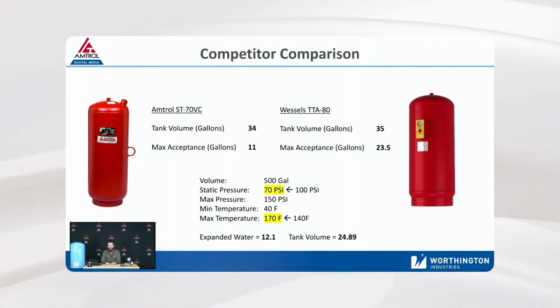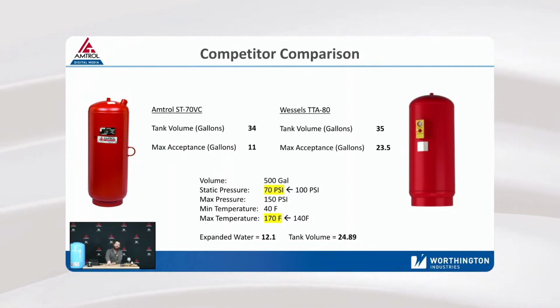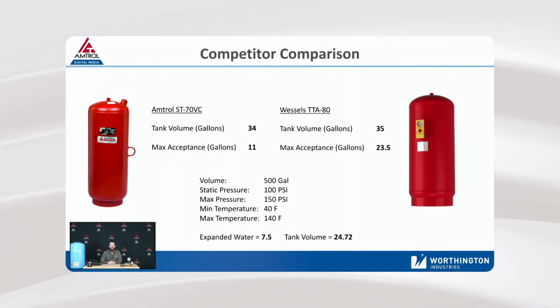Yes, the max acceptance is different, but you got to remember, it's all based on their system information. It's not the tank information. So if their system only needs 7.5 gallons, great. You can use both those tanks. It's not, oh, well, Wessels is better because they hold more water. No, they don't. They're going to hold 7.5 gallons. This is the only thing the system needs.